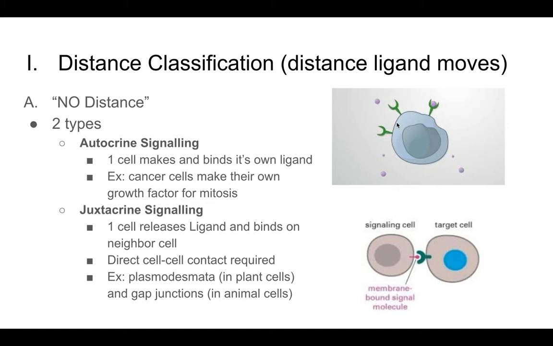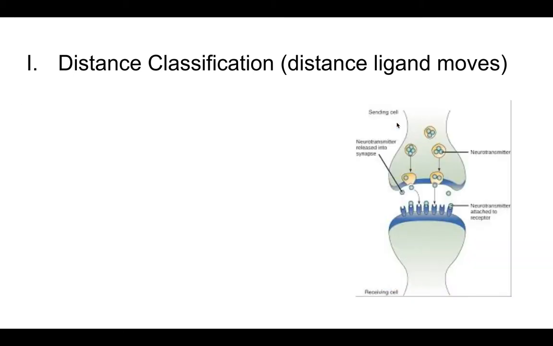So the important thing here is in juxtacrine signaling, you all of a sudden need two cells in the communication process. So this is not like autocrine, where it's one cell communicating with itself. We have two cells that are talking to each other. Those cells make physical contact to communicate. So those two are no distance types of communication.